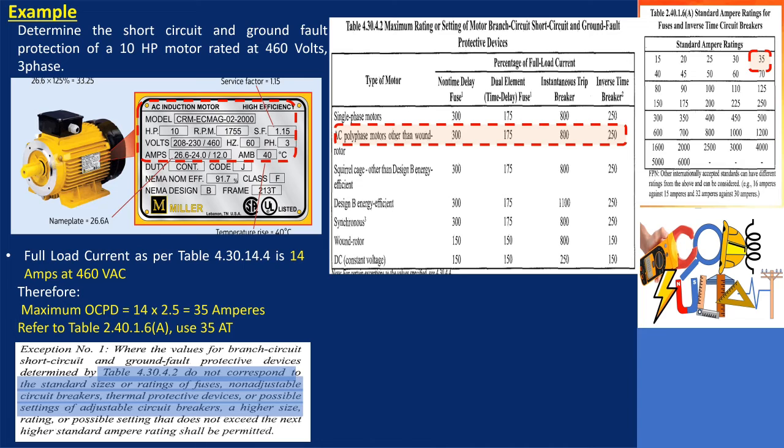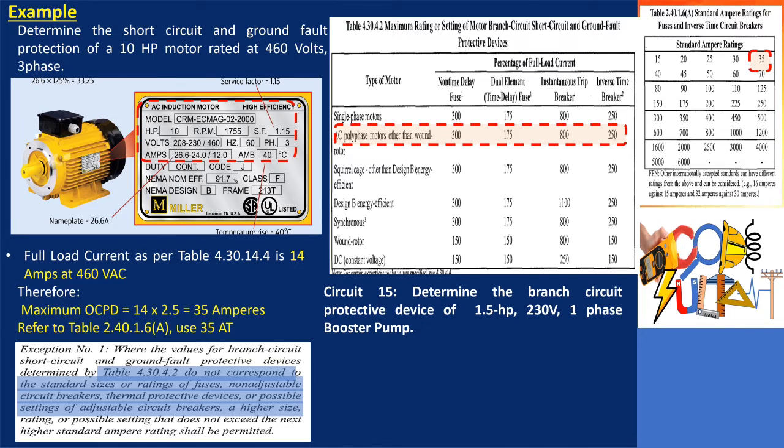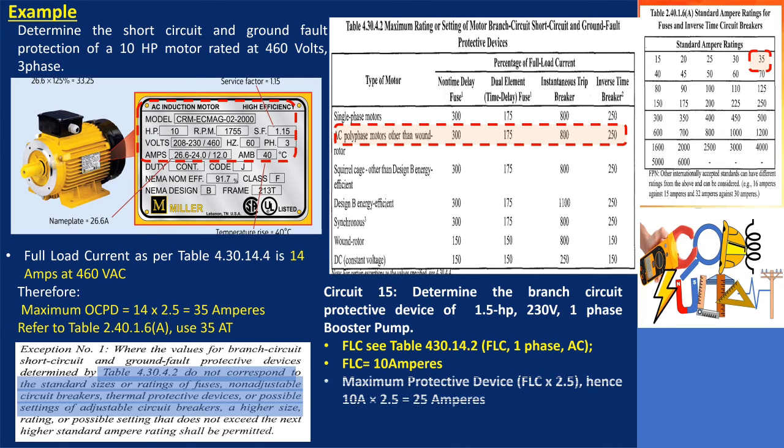To proceed with the project sample, we need to determine the short circuit and ground fault protection required for a 1.5 horsepower, 230 volts, single-phase booster pump, considering the full load current is 10 amperes. According to Table 4.30.4.2, the multiplier for this case is 250%. Therefore, the maximum allowable overcurrent protective device, OCPD, setting for the booster pump is 25 amperes.